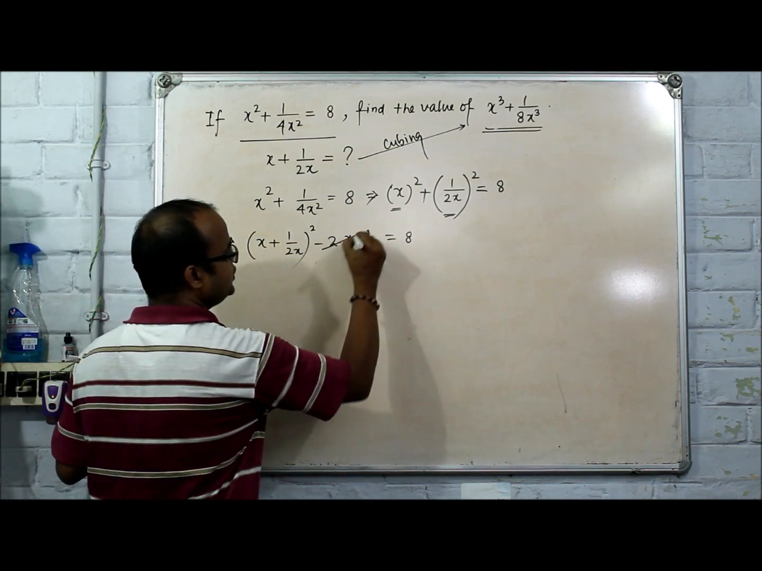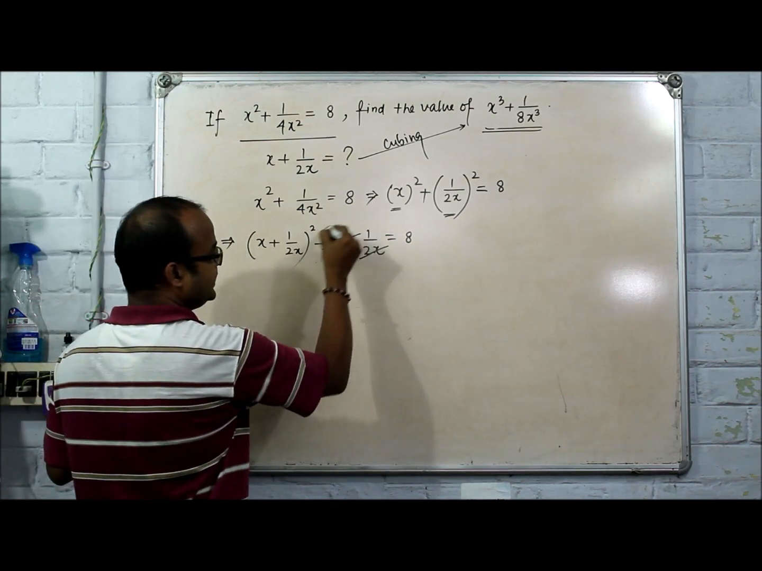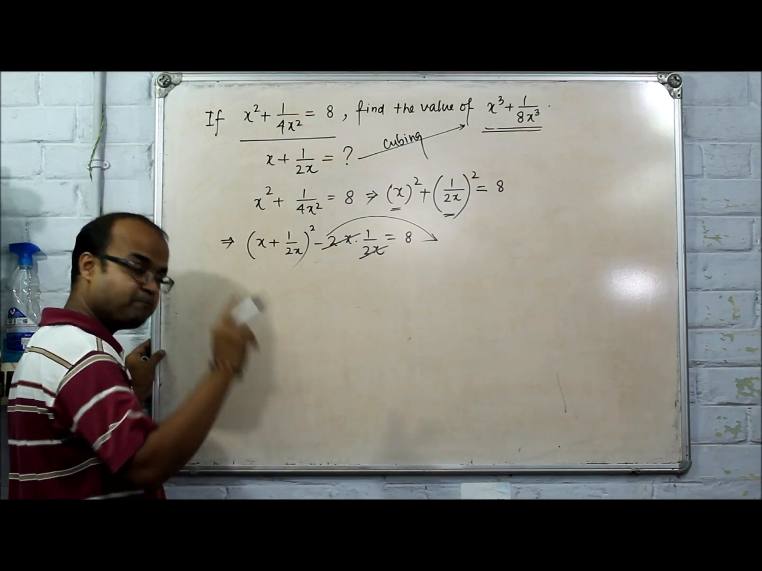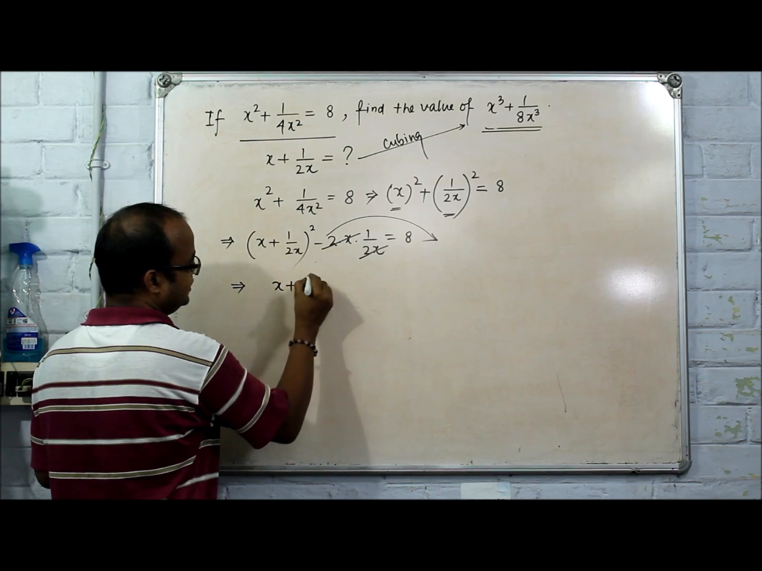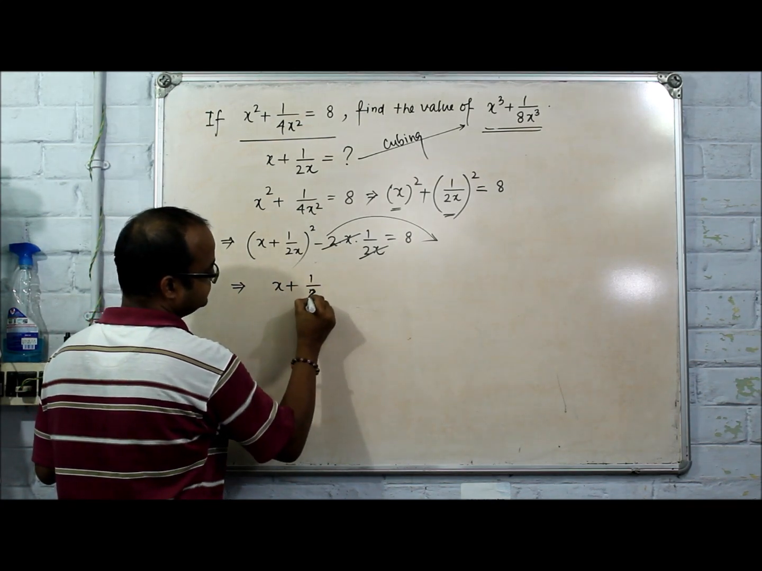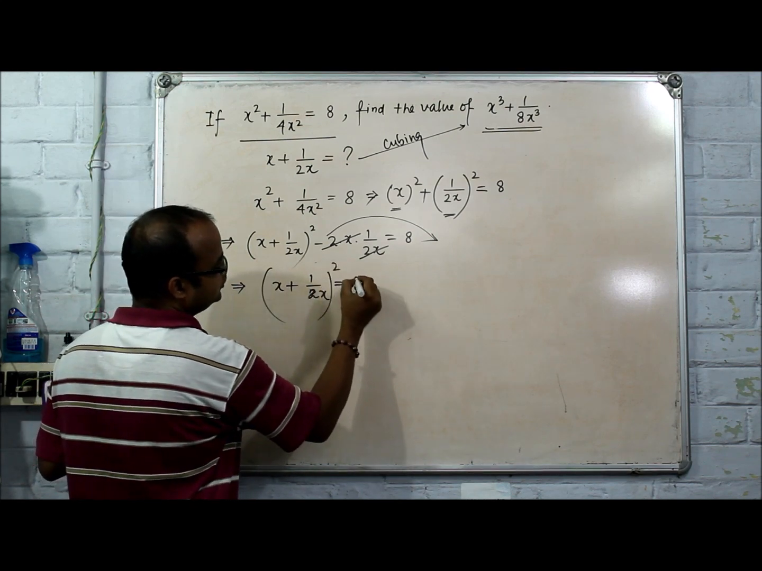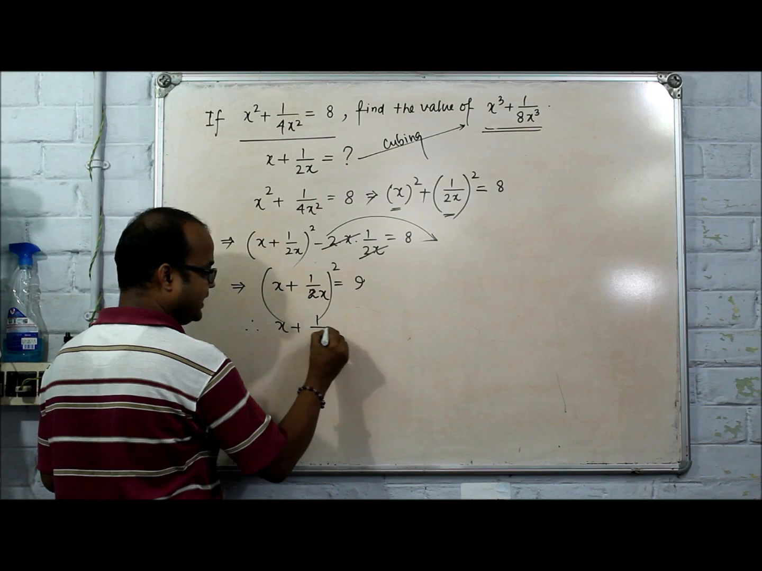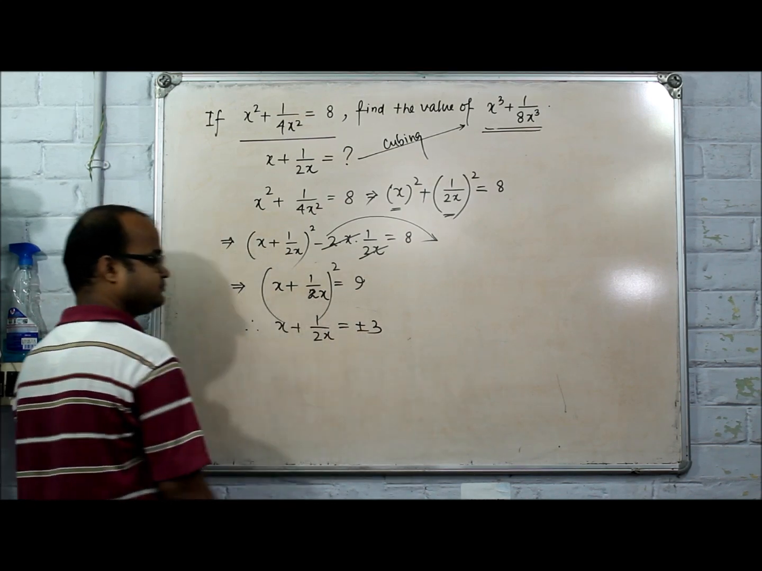Now see, this 2x and this 2x will cancel each other. Here you will get minus 1, and when it changes the side it will become plus 1. So you will get (x plus 1 by 2x) square is equal to 9. Therefore, x plus 1 by 2x is equal to plus or minus 3.